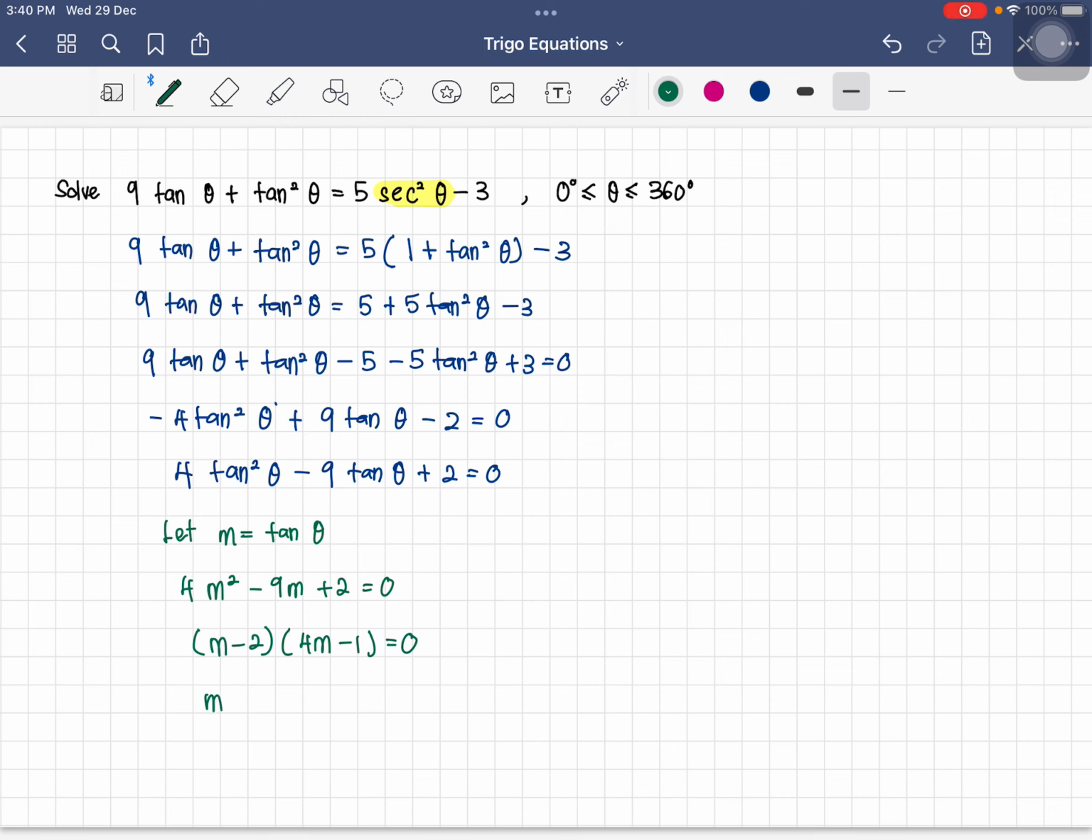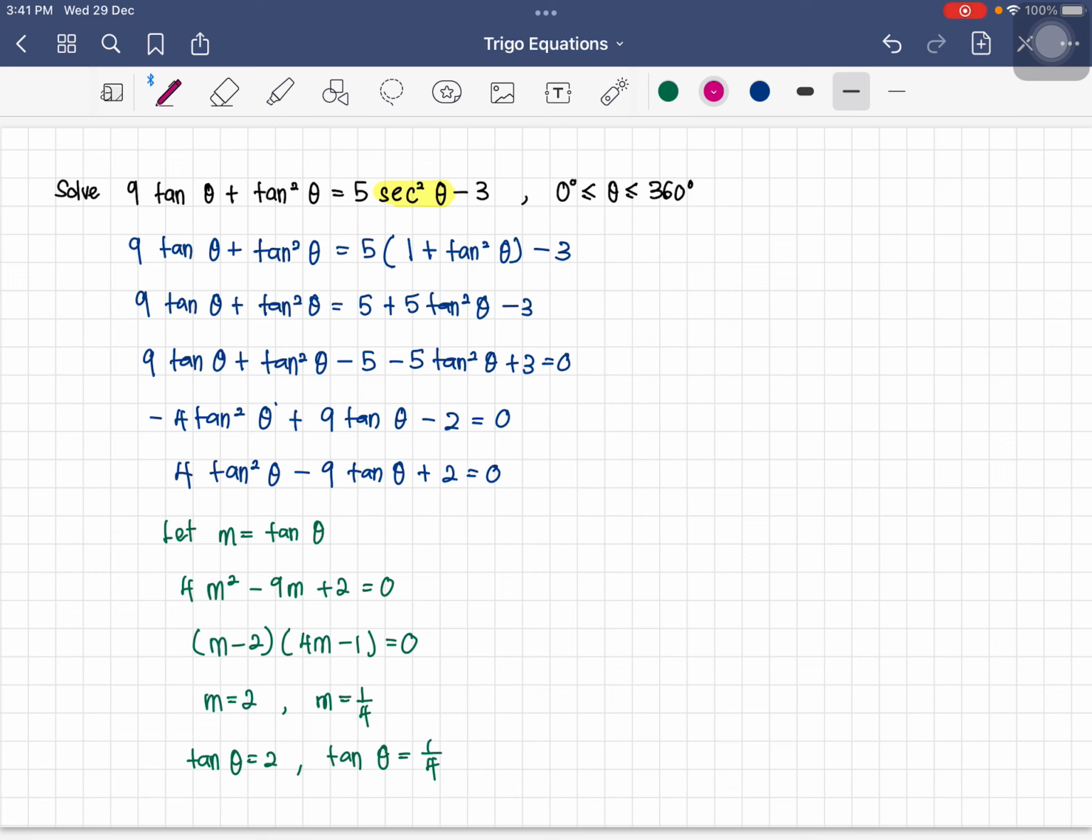Therefore, I can solve this as m equal to 2, and another one m equal to 1 over 4. Then I can write that tangent theta is equal to 2. Another one, of course, going back from m to tangent theta, is equal to 1 over 4. All right, so we need to solve this one.